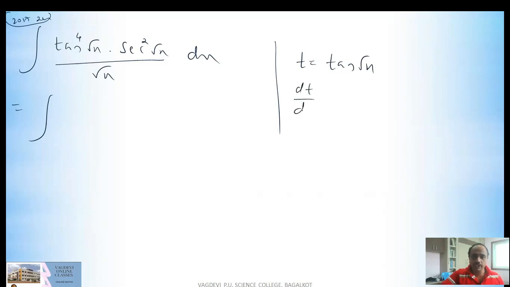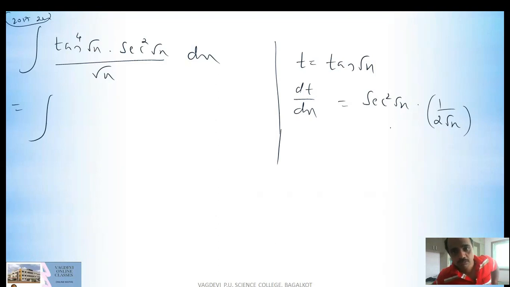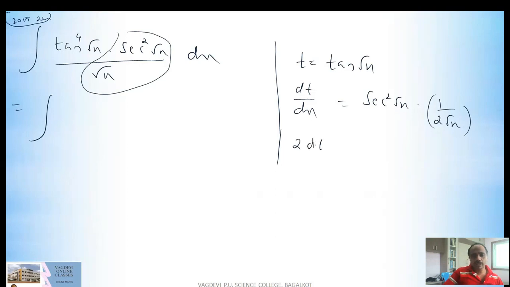So if I differentiate, what will be the derivative? Derivative of tan is sec square root x, then derivative of root x is 1 by 2 root x. It's a chain rule. Tan of root x is a composite function. So sec square root x into 2 root x. But I have sec square root x divided by root x. There is no 2 in the denominator, so cross multiply: 2 dt is equal to sec square root x divided by root x.